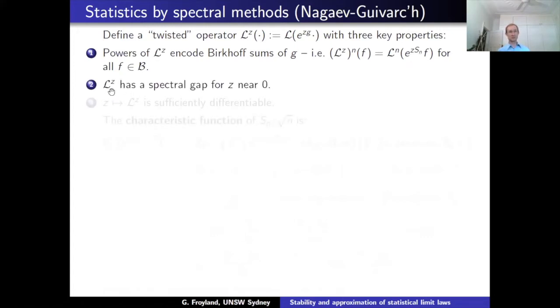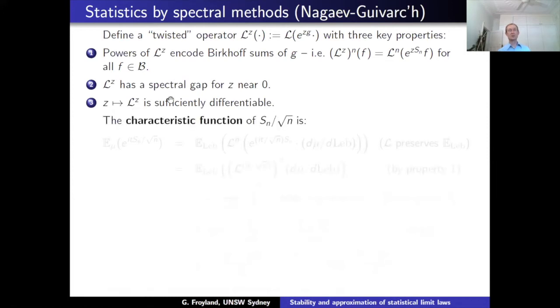We're also going to need that Lz has a spectral gap for small z, and that the dependence of Lz on z is differentiable. So the way you prove this spectrally is through characteristic functions. By the Levy continuity theorem, if you have a sequence of random variables converging in distribution to another random variable, that is equivalent to the characteristic function of the sequence converging pointwise to the characteristic function of the limit point. And so this is the path we're going to take.